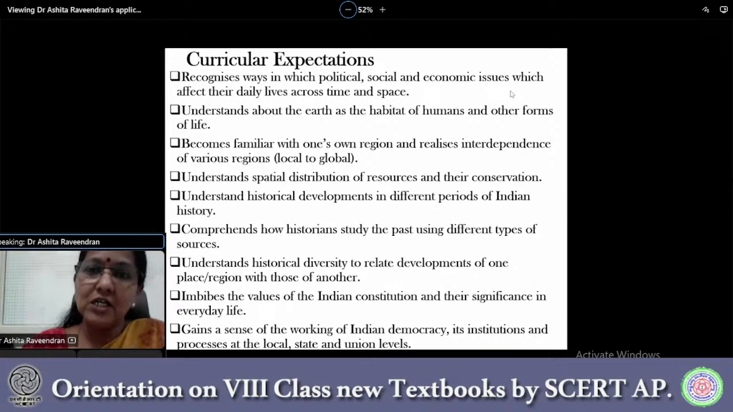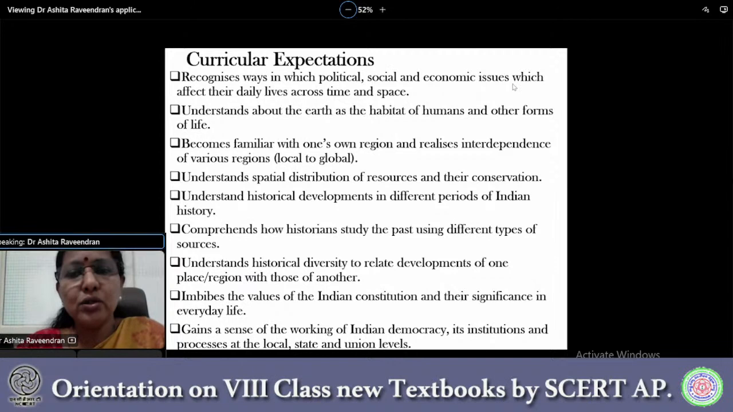We have that culture within us which states Vasudeva Kutumbakam, when we say that the world has to be one family. So that needs to be imbibed in our social science learner.